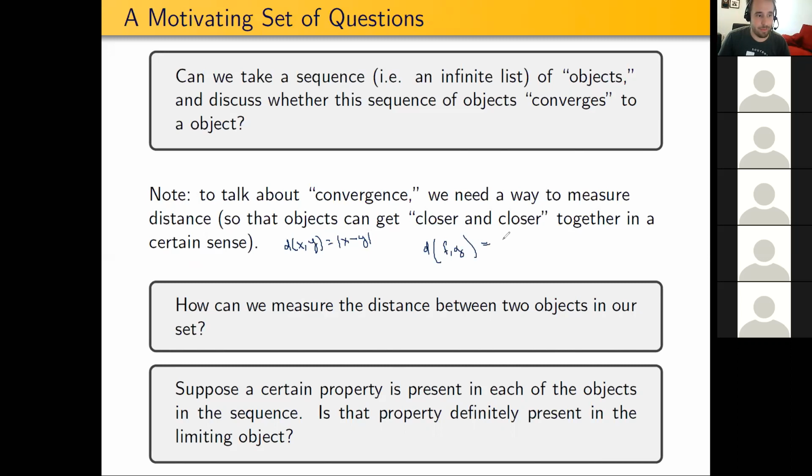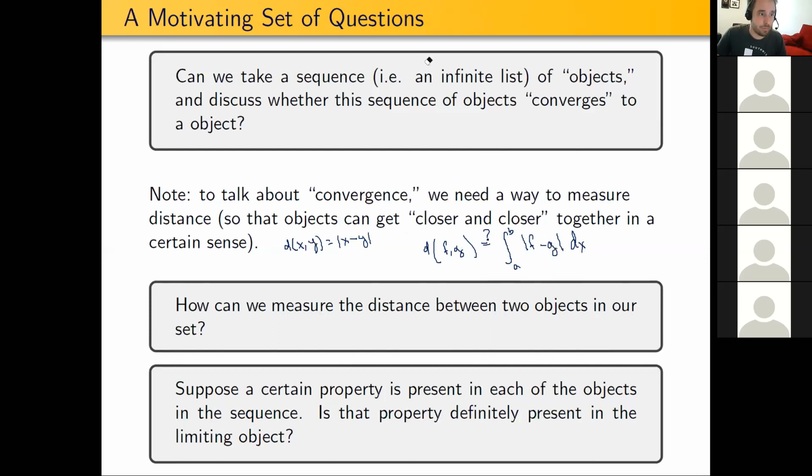Maybe the distance between them is something like the integral from a to b of one minus the other, right? Maybe that's how we choose to define distance. And that could give us a sense: if the two objects are the same, if f and g are the same function, then this integral would become 0, and we would say that they're distance 0 from each other. So maybe that's how we define distance.